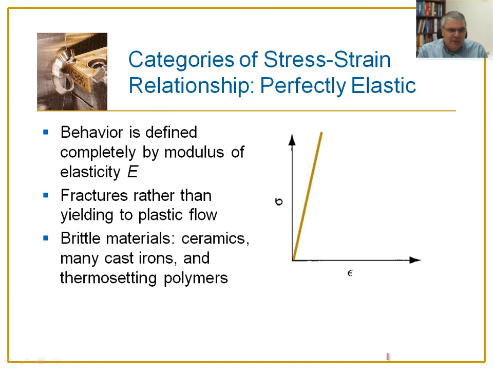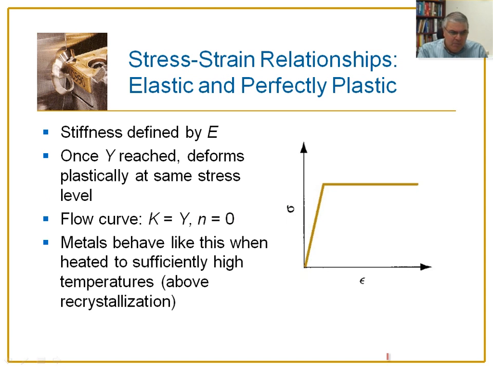For steel, we are not going to have any kind of a fracture at this region unless it is subjected to extremely low temperature. So this perfectly elastic category is very important for ceramics, many cast irons, and again thermosetting polymers.